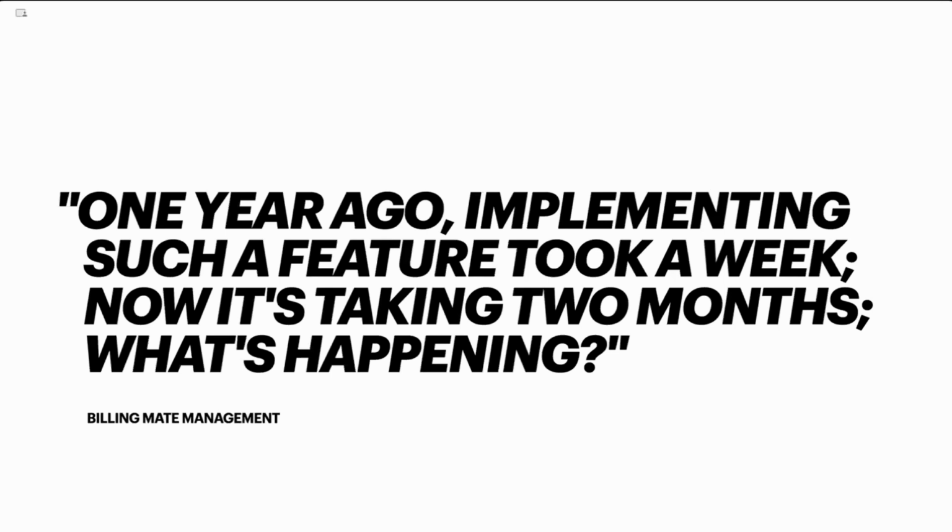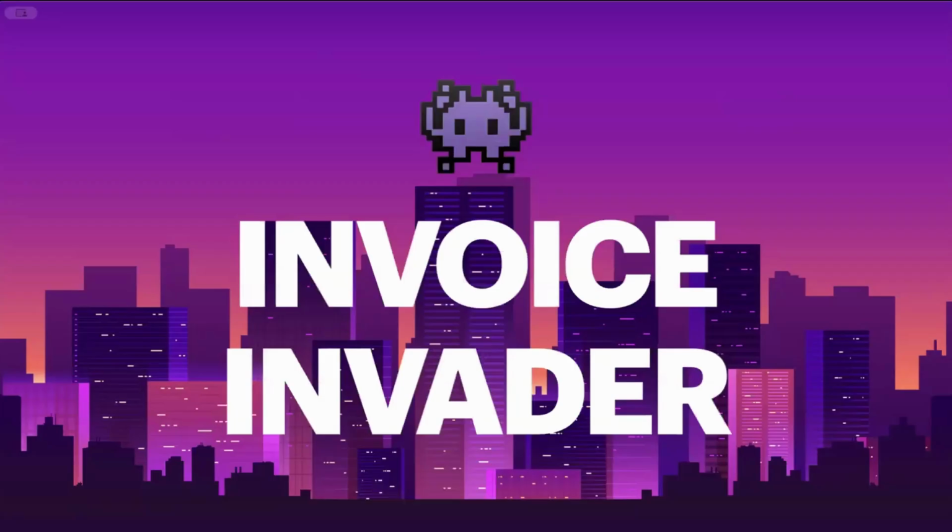What's happening? And this question was pretty on the spot because companies are not living in a void, and they have a competitor named Invoice Invader. And Invoice Invader was taking more and more of their customers for a very simple reason. They have more features, and they were able to deliver those features faster. So BillingMate needed to find a way to start to deliver stuff a bit earlier.